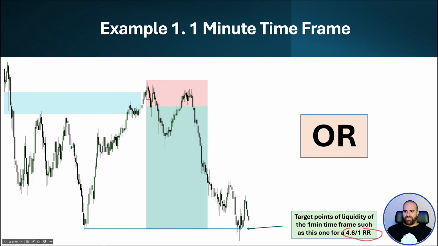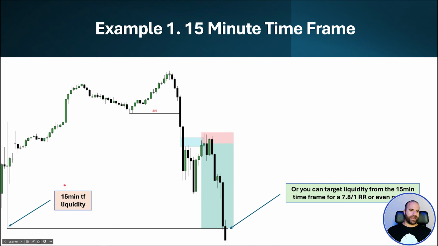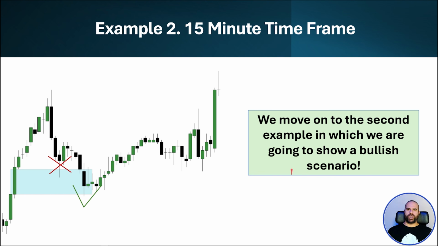This would have given you a 4.6 to 1 in this example right here, or you can go ahead and target liquidity from a higher time frame, such as from the 15-minute time frame. And this right here, guys, if you would have targeted this liquidity, it went even further, of course. It would have given you an 8 to 1 almost, or even more. This trade ran for way more. Now, let's move on to the second example.